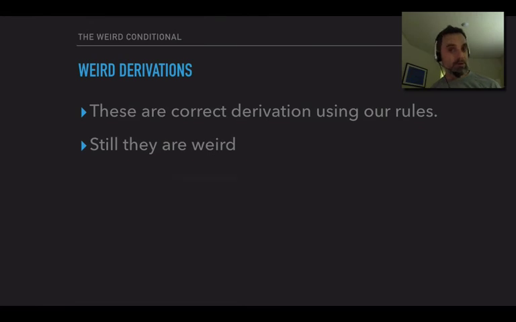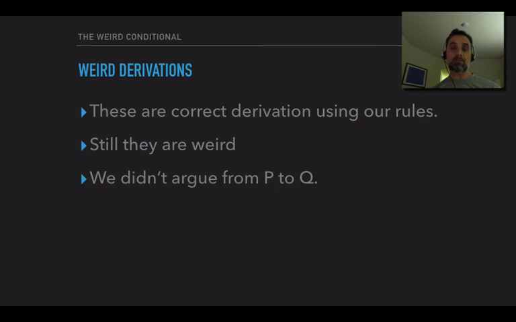Still, they are weird derivations. In neither of them did we argue from P to Q. In neither of them did we argue from the antecedent to the consequent. We either said we already have the consequent, we can do CD, or we said, oh, well, if the negation of the antecedent is true, then we can do ID, and we don't have to get to Q.